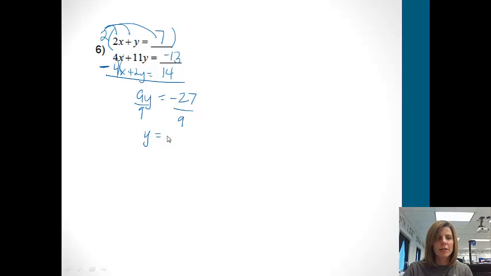We'll get y is equal to negative 3. All right, so we're halfway done. I'm going to go back up into that first one just because that's my preference again. And y is equal to negative 3.